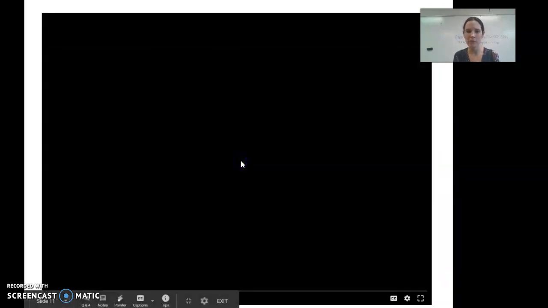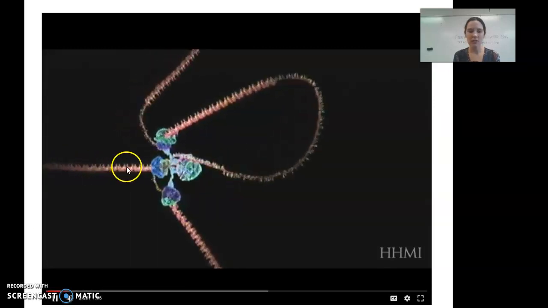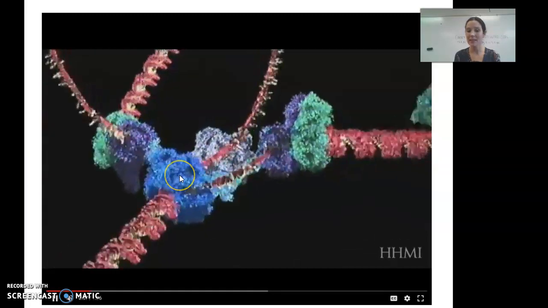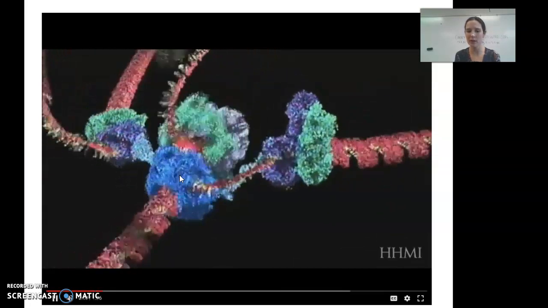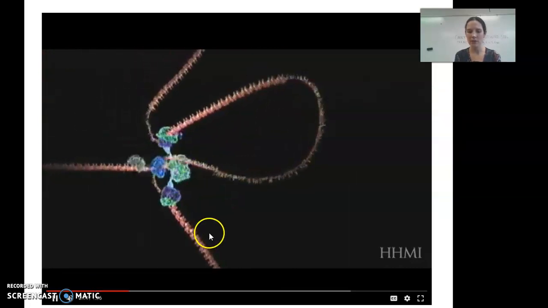So here's an animation of the entire process that we've just talked through. I'm going to narrate it for you. So this is the old DNA double helix we're trying to copy. This blue enzyme right here, that's helicase. As you can see, it's spinning around, breaking those hydrogen bonds, and separating our DNA into two separate strands.